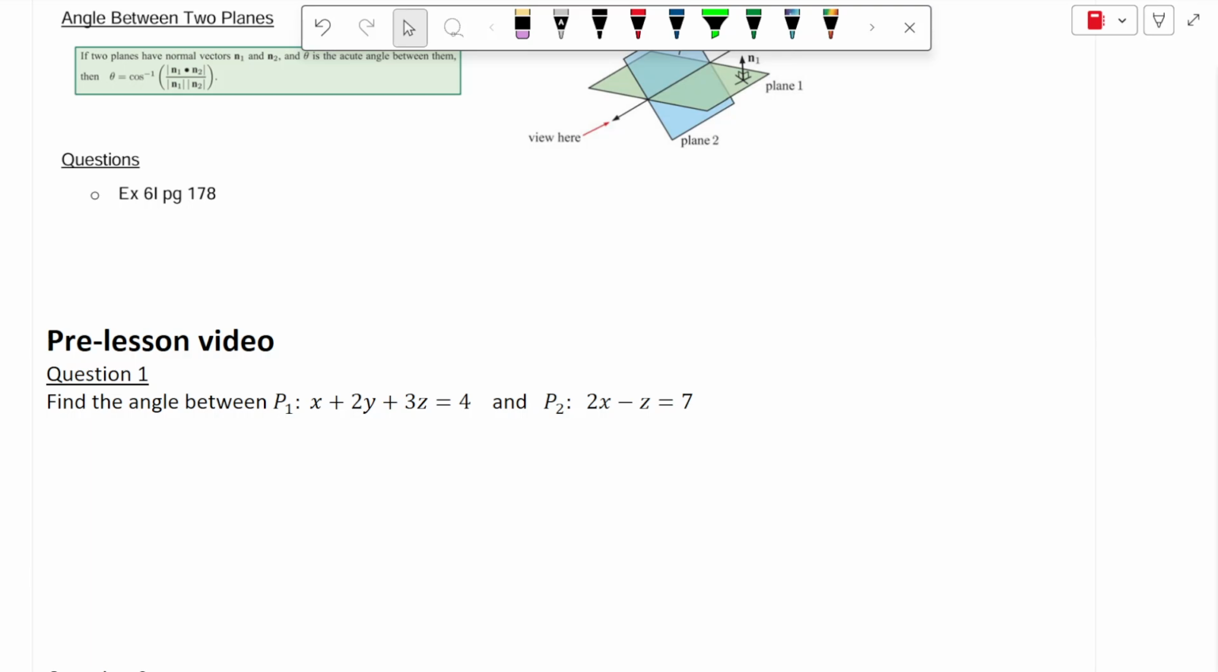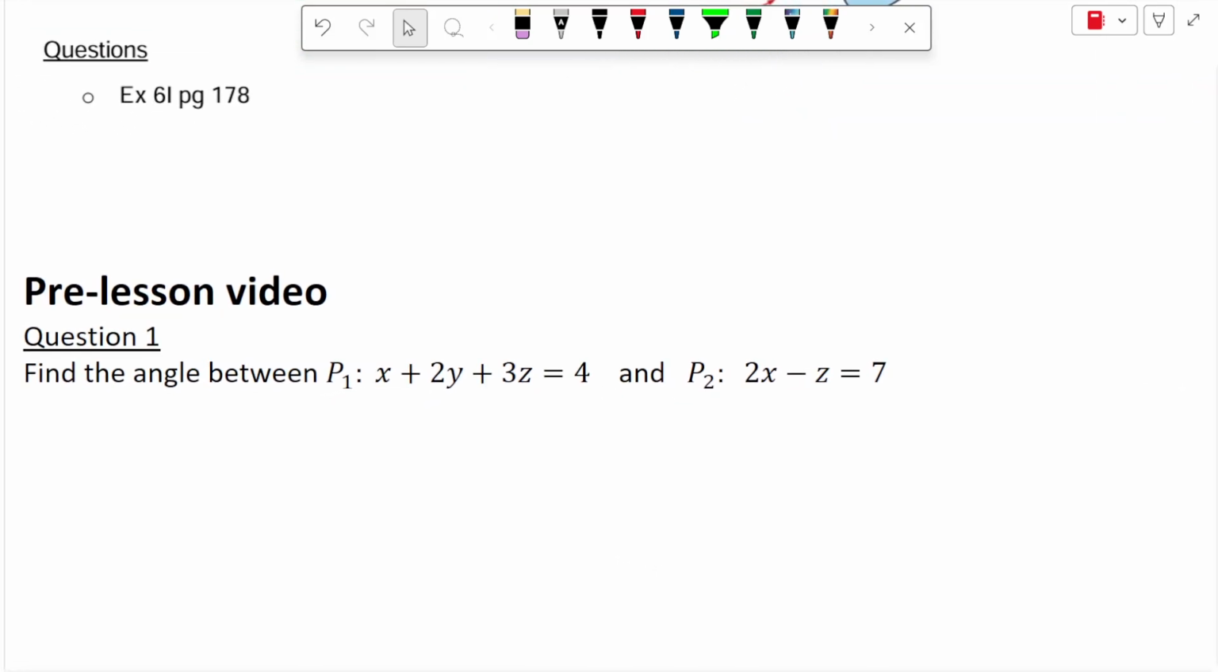Okay, we're looking at angles with planes in this video. So first thing is angle between two planes. First we need their normal vectors. So I'm going to go normal 1 is (1, 2, 3). I'm very creative when I come up with questions. Normal 2 is (2, 0, -1): the y bit is 0 and the z bit is -1. Just be careful of that.